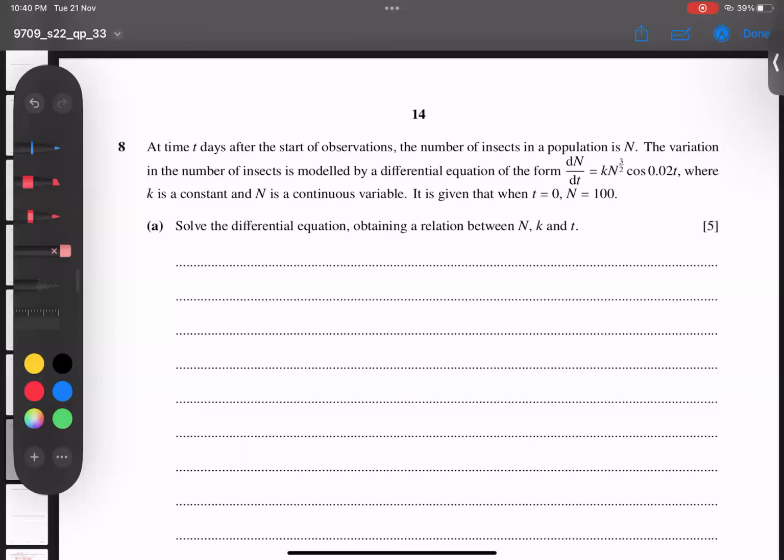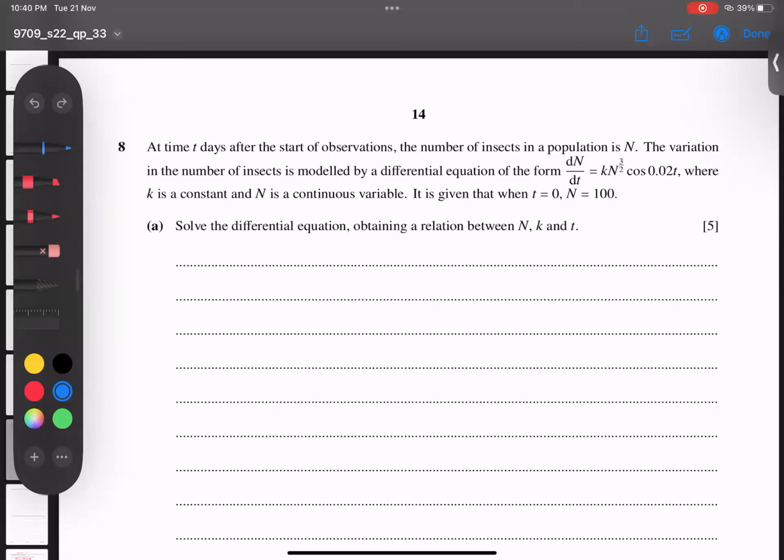Rahim, this is a question we have. The June 2022 P3 variant 3 question number 8. If you see the question, it says: at a time t days after starting observation, the number of insects in a population is N.